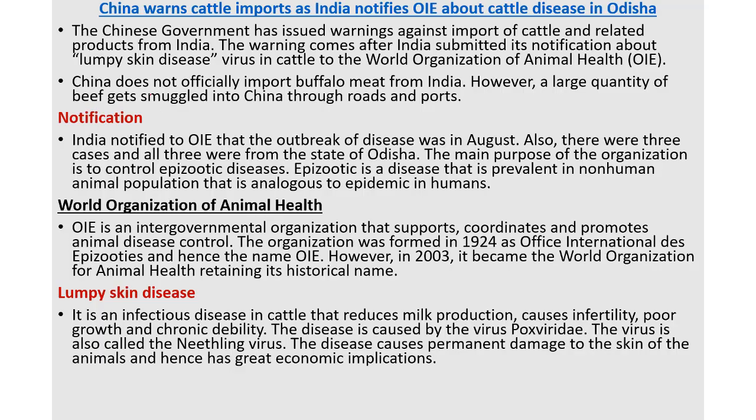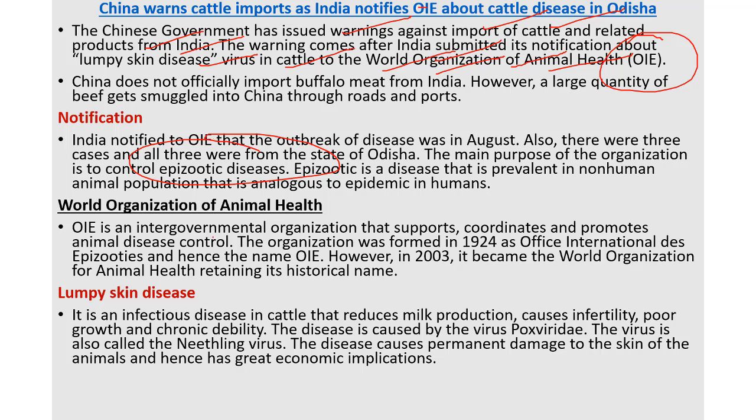Lumpy skin disease. Here you see the Chinese government has issued warnings against import of cattle and related products from India, because this warning comes after India submitted its notification about lumpy skin disease virus in cattle to the OIE body. This body is the international body, the World Organization for Animal Health, and its main task is to control epizootic diseases, meaning the kind of epidemics which are found in human populations. So epizootic diseases are found in animals.